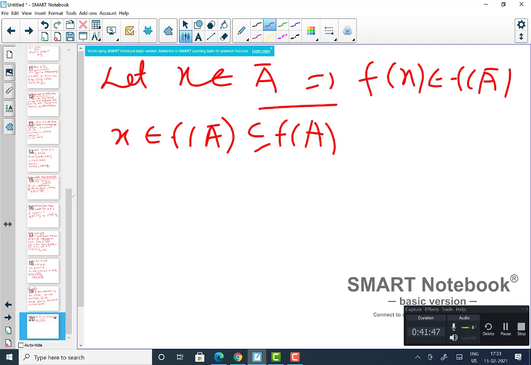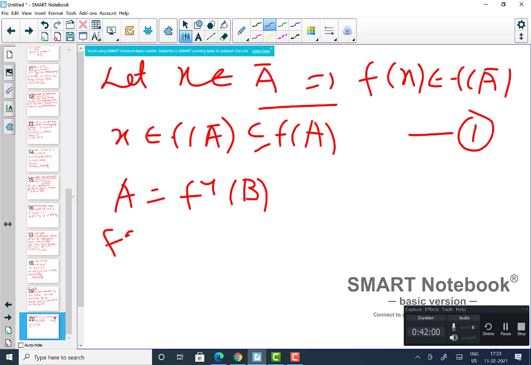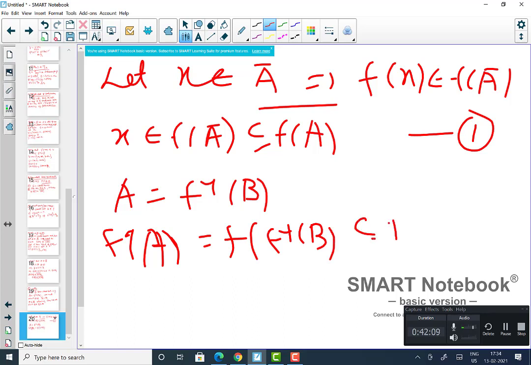Clear? Okay, so this is equation number 1. On the other hand, you also know that if A is, say, f inverse of B, then you can take the image of A under f. That will be nothing but f of f inverse of B, and this is a subset of B itself, right? This is also something you know.